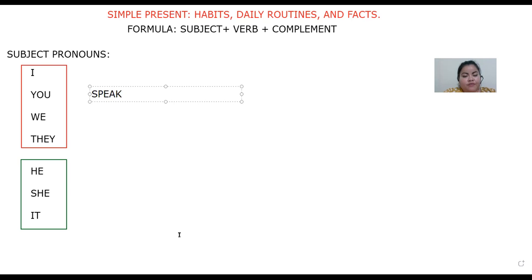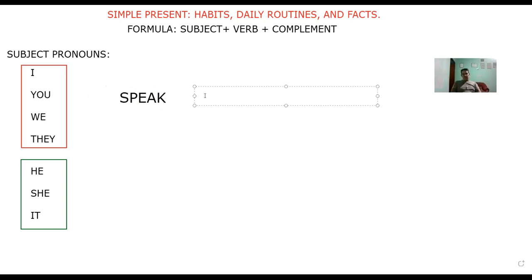We're going to put that verb here and it's going to help us with all of the subjects, con todos estos sujetos, okay? With all of them. I speak, that's the verb. And what is the complement? I speak English. Okay, I speak English. Very good. I speak English. Now we have a sentence in the simple present.